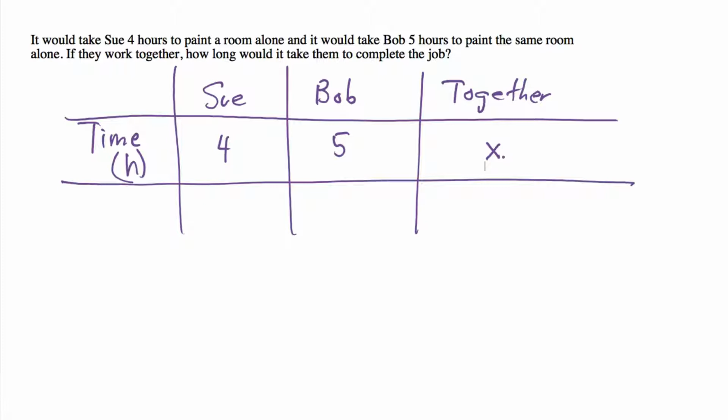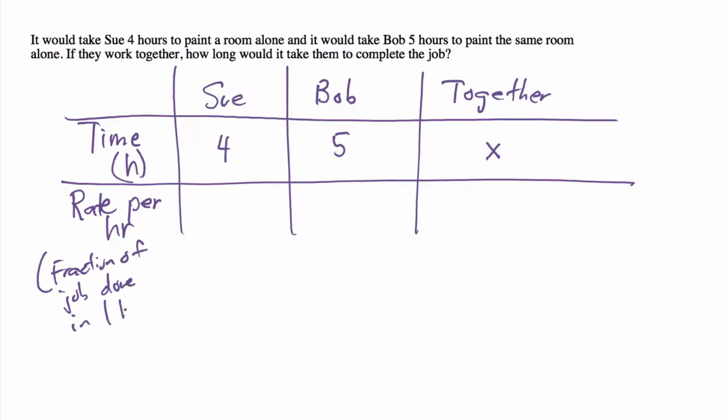Now we really can't work with the times the way they are because each person is working at a different speed. So to try to equalize that different rate of work factor, we are going to look at the rate, and specifically the rate per hour. In other words, the fraction of the job done in 1 hour. So if Sue can do the job in 4 hours, then in 1 hour she would do 1/4 of the job. That's the fraction of the job she would do in 1 hour. Bob would do 1/5 of the job in 1 hour, and together they would do 1/x of the job.